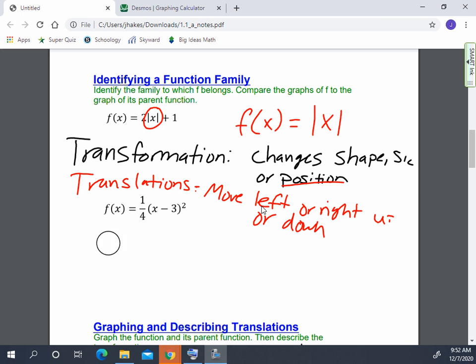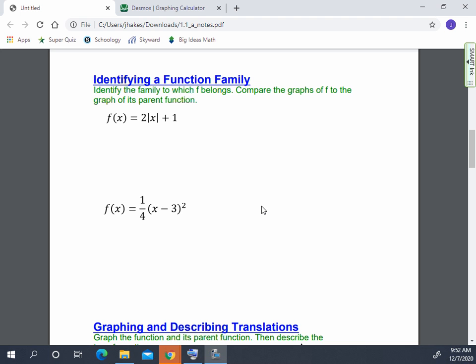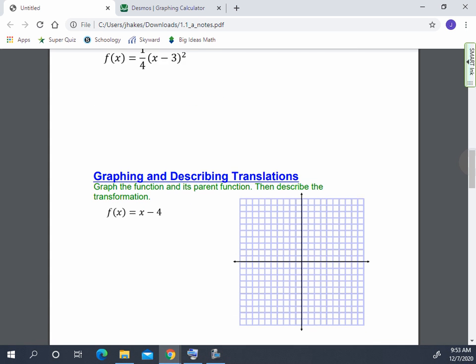Going down to the second one. I want you guys to go on to Desmos. I want you guys to tell me the transformation between that and its parent function. The one hint I'll give you for a parent function is this has a little 2 up here. So go back to those parent functions. What's its parent function? Okay.